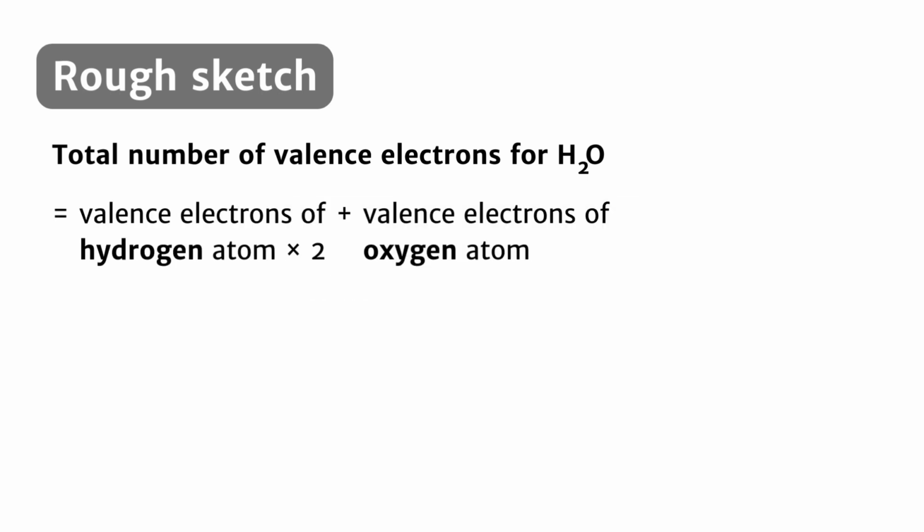Therefore, the calculation for valence electrons in H2O is 1 for hydrogen multiplied by 2 plus 6 for oxygen, resulting in a total of 8 valence electrons. When determining the central atom for H2O, place the element with the lower electronegativity at the center. In the case of H2O, hydrogen is present.